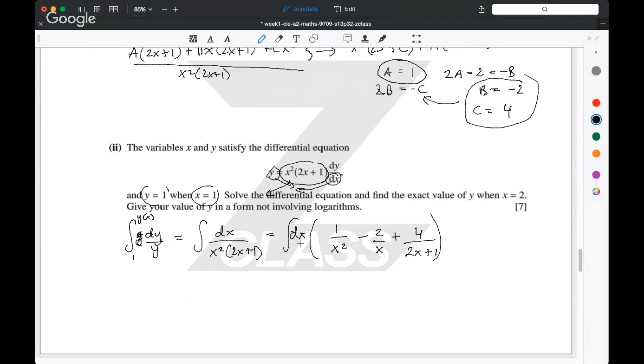And the limits have to match on my x side. So when y is 1, x is 1, and when y is y of x, it is x. So this guy on here is just going to be the natural log of y between 1 and y. And that's going to be equal to minus 1 on x minus 2 natural log of x plus 2 natural log of 2x plus 1. And you can convince yourself that that's the correct integration between 1 and x.